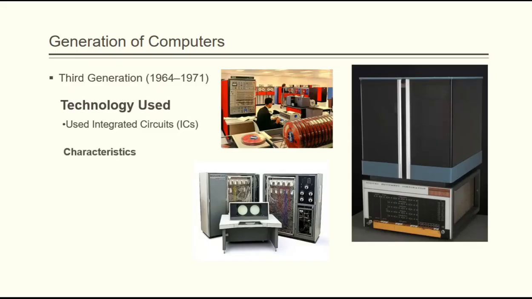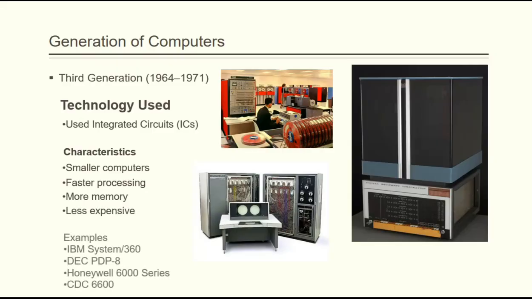Now let's look at some of the characteristics. They were smaller than the previous generation, and it has a faster processing time. It had more memory, and it was less expensive. Some of the examples of the third generation computers were IBM System 360, DEC PDP-8, Honeywell 6000 series, CDC 6600.